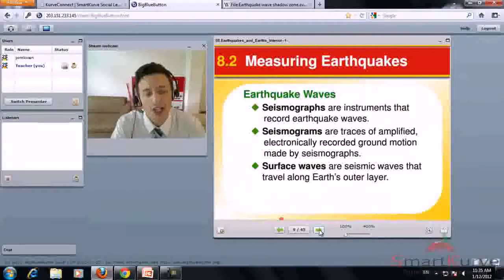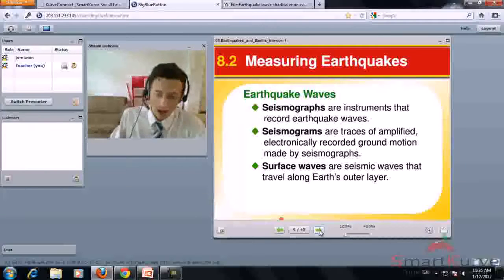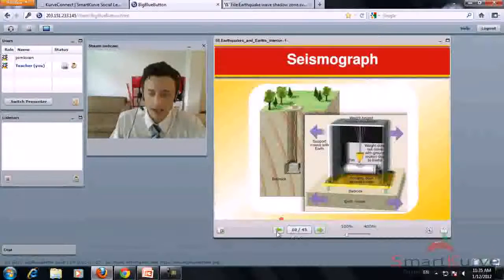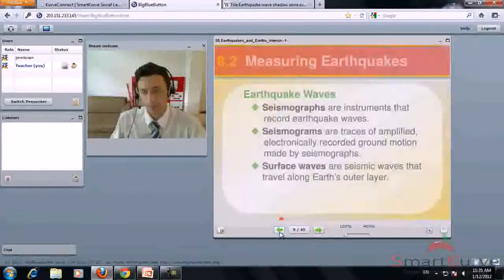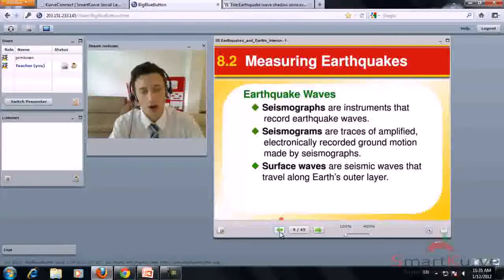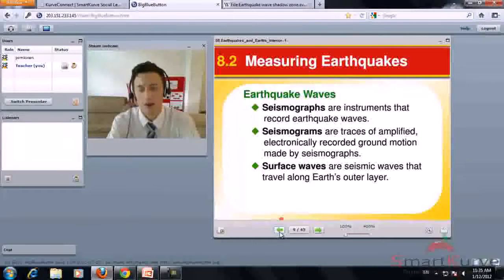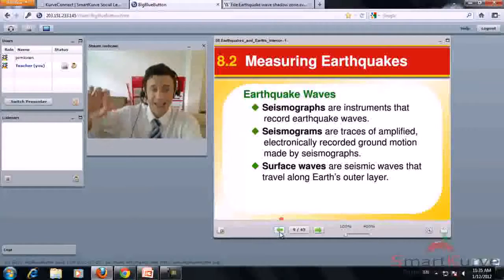So how do we measure earthquakes? Well, we do that with a tool called a seismograph, which you can see on slide 10. We have a seismograph, an instrument that records earthquakes, and a seismogram, which is the actual chart that records the ground motion made by the seismograph. So the seismograph is the machine, and the seismogram is the thing that it writes. That chart is the seismogram.